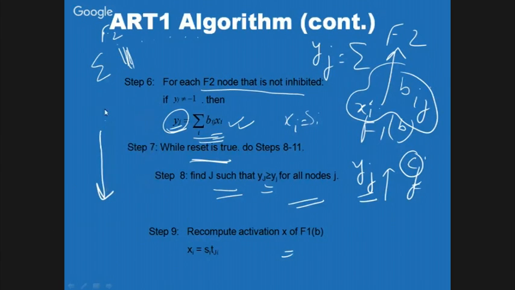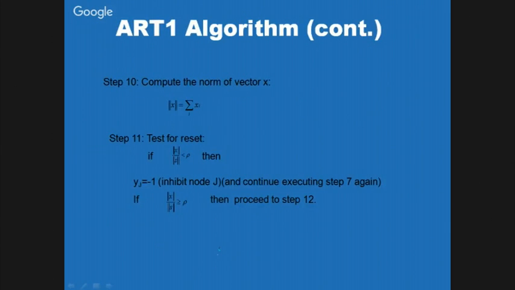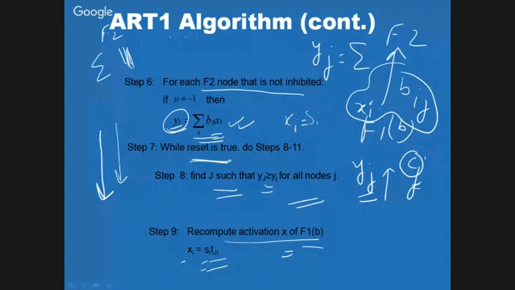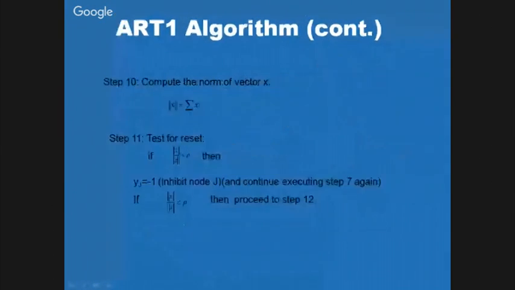Now we have reached here, now we are coming down. What we are doing is recomputing the activation of x for F1B. So we are doing tji into si, right? Whatever si we have inputted, it will be coming down as tji into si. si is your input. And finally this is your x, that means we are again taking the input and finding out the norm of x, that is the summation of the x.